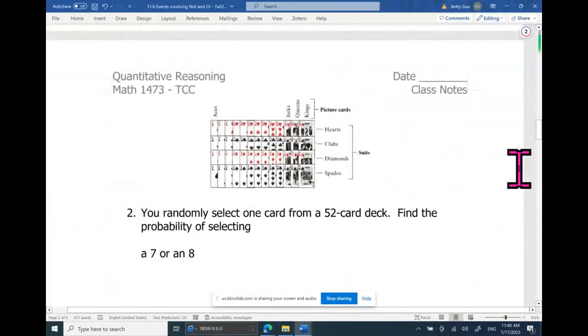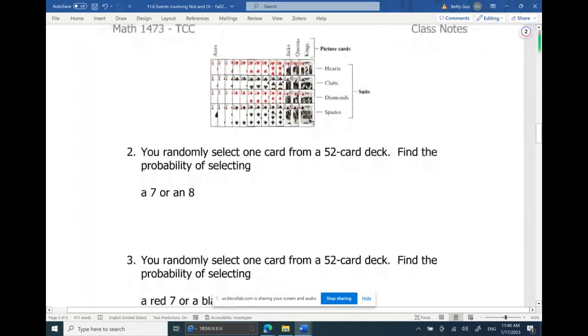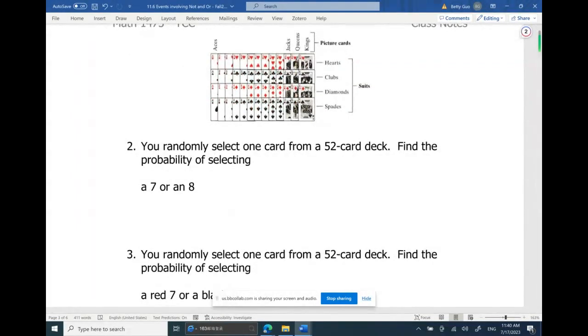Let's practice. This is about a deck of cards again. You randomly select one card from a 52 card deck. The first sentence tells us what the experiment is, what the task is. Select one from 52 cards. We need to find the following probability: the probability of getting a 7 or an 8.